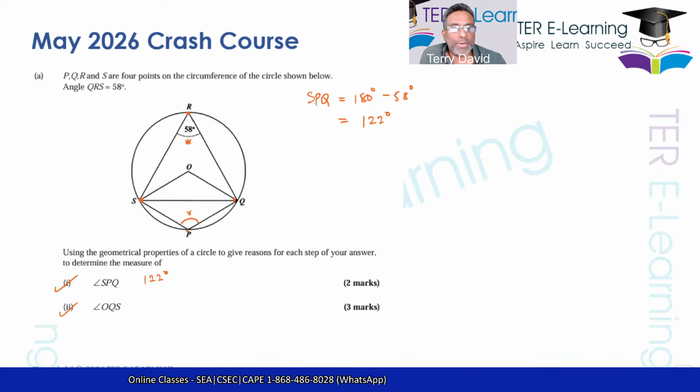What about the second part? We want angle OQS. OQS is this angle here, right? That's the angle we're trying to work out. Anybody know how to work out that? I know I have some of my students here who are in my class. You all should be able to work that out.